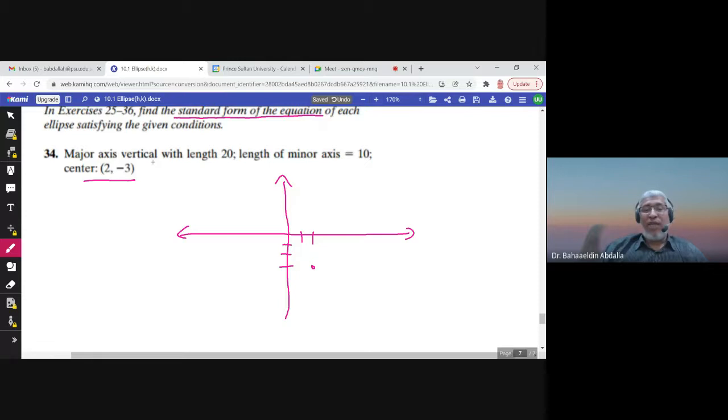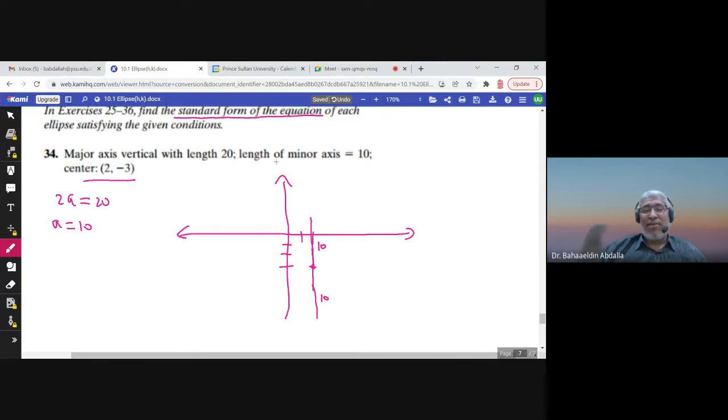Now, the major axis is vertical with length 20. The major axis is vertical, so I go up and down to graph the major axis. Length 20. Remember, the length of the major axis is 2a. So a is 10. So I go 10 units up and 10 units down.